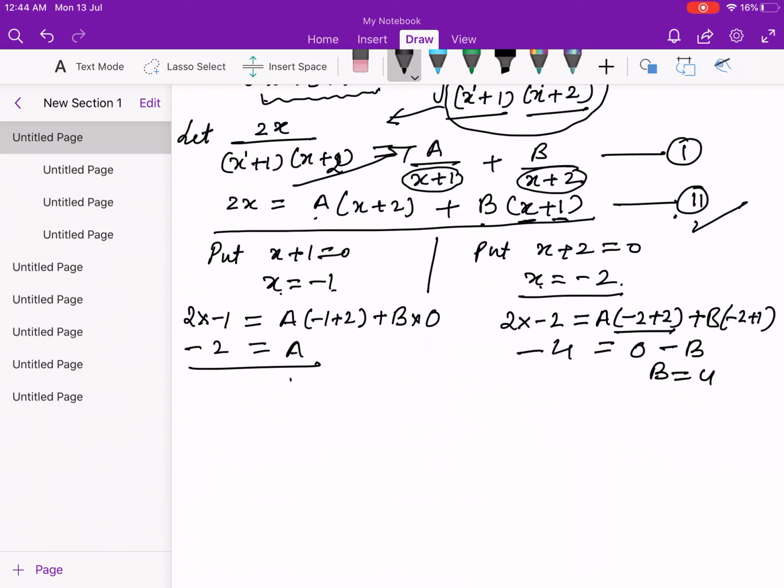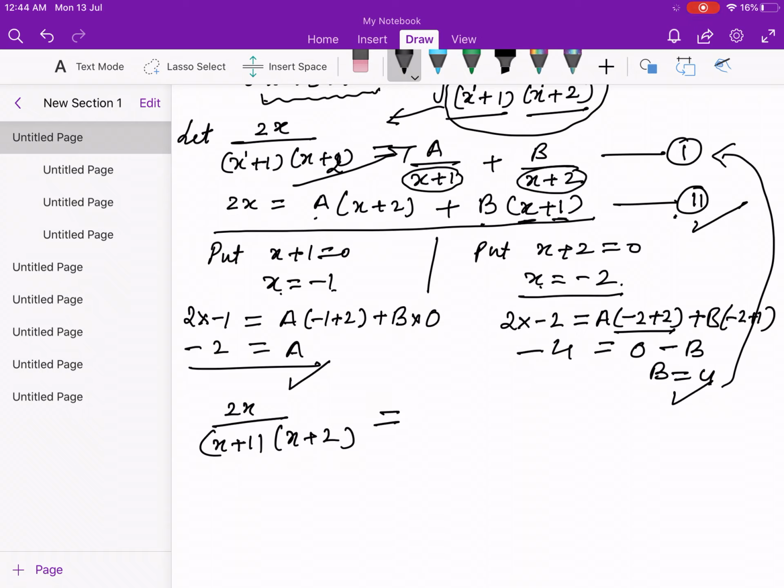Now these values of a and b, you can put where? In equation number 1 here, where you supposed those partial fractions. So 2x upon (x plus 1) into (x plus 2) equals, put the value of a, minus 2 upon x plus 1, put the value of b, plus 4 upon x plus 2.